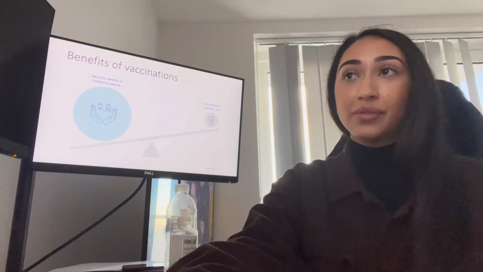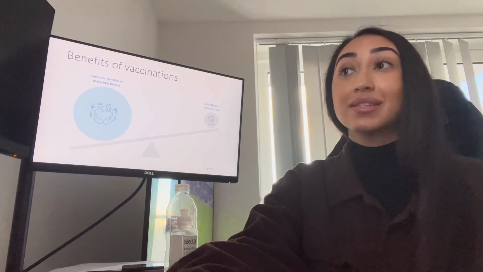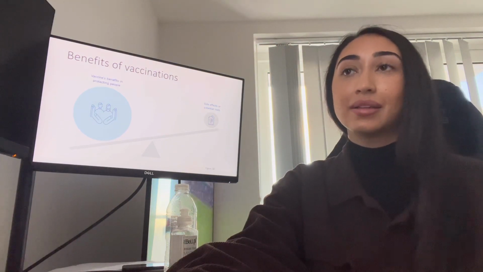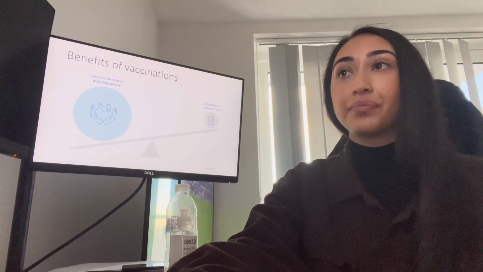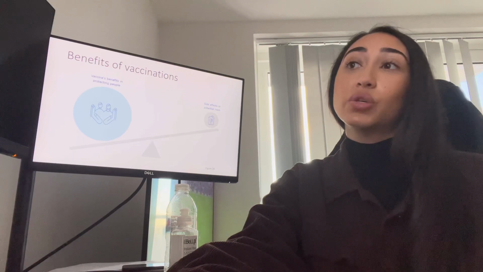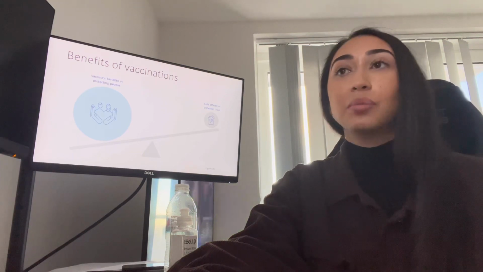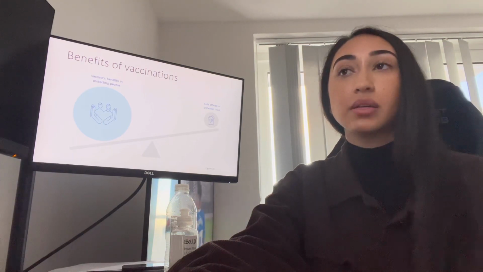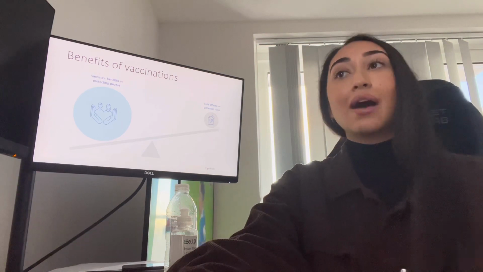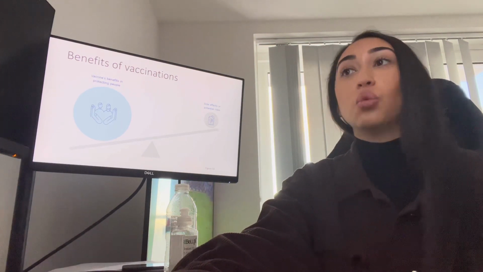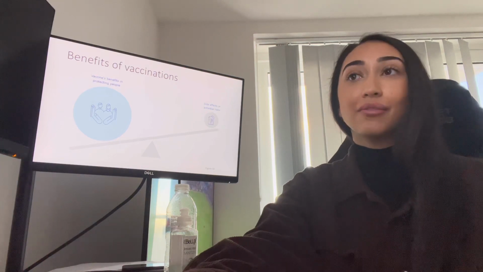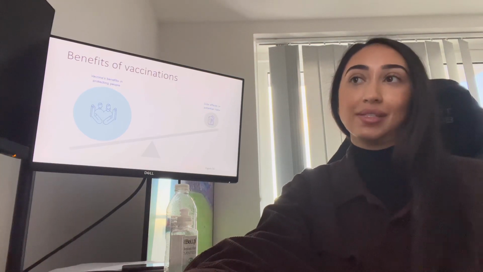Vaccinations are very important for protecting our bodies from serious and potentially deadly diseases. They prevent up to 3 million deaths worldwide every year. Diseases that used to kill or disable millions of people, such as polio, smallpox, and tetanus, have all become extremely rare since the vaccination was introduced. Vaccines stop the spread of infectious diseases.